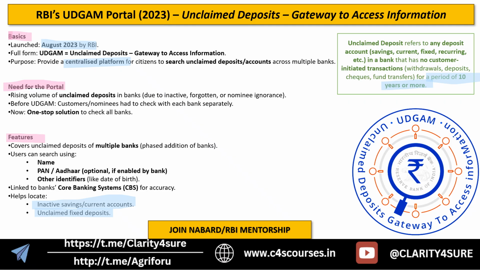So what is the amount that is still lying dormant as unclaimed data? It helps to locate inactive accounts, savings accounts and unclaimed fixed deposits also. One important key takeaway from this is that you have to know what an unclaimed deposit means. See, an unclaimed deposit is nothing but any deposit amount, it can be your savings, current, fixed, recurring, etc., in the bank that has had no customer-initiated transaction. It means no withdrawals, no deposits, no cheques, or no fund transfers for a period of 10 years or more.